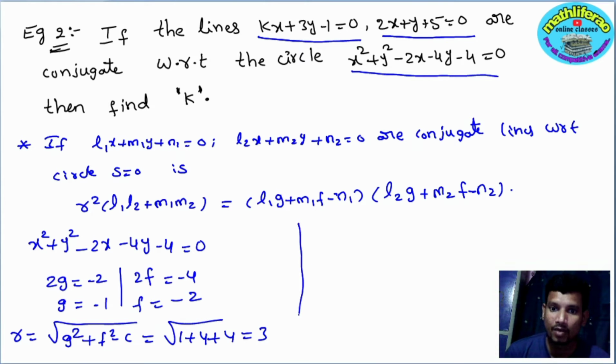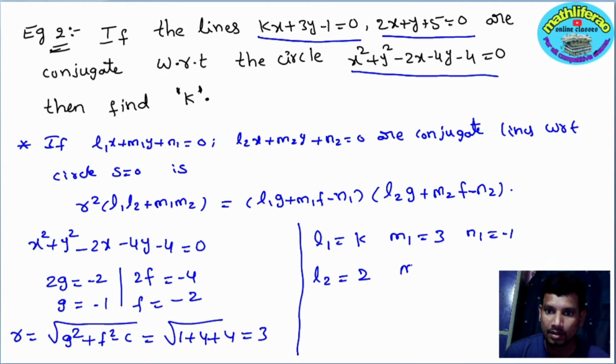Next, what are L1, M1, N1? First given line, first line kx + 3y - 1. So here L1 = k, M1 = 3, N1 = -1. Next, second line: L2 = 2, M2 = 1, N2 = 5. Next, we have to find out the value L1g + M1f - N1. This is the value of L1g.